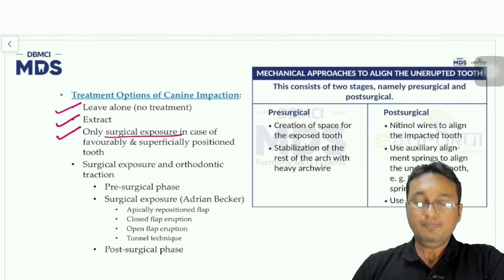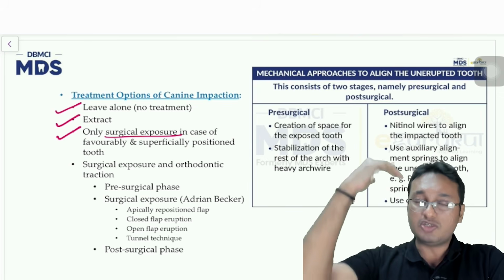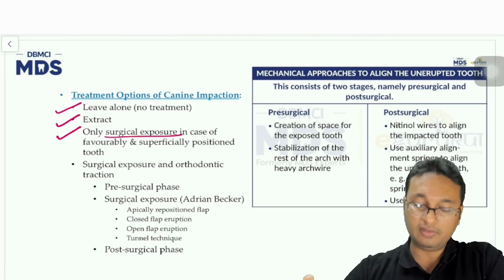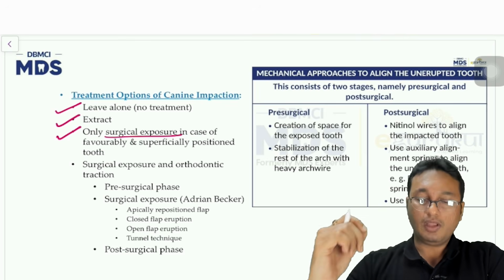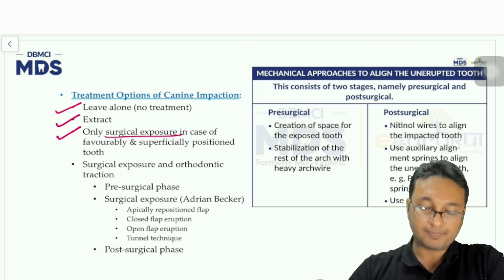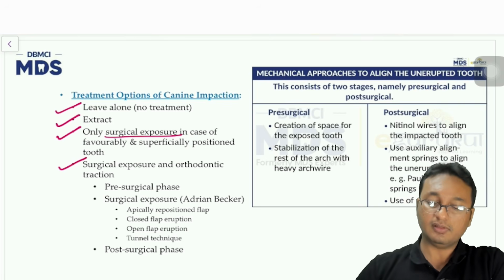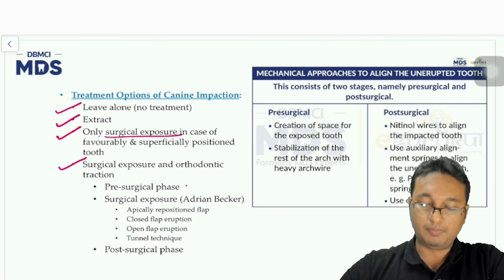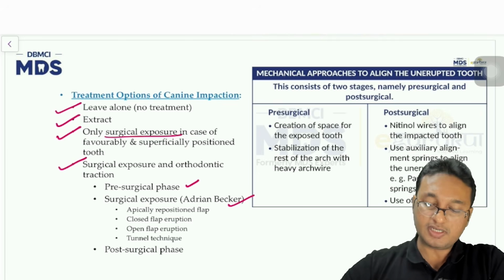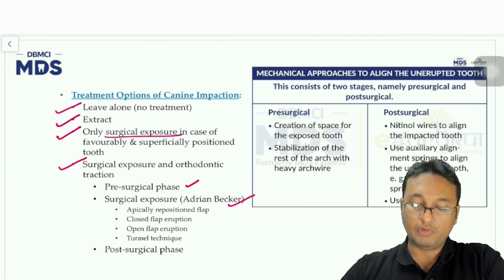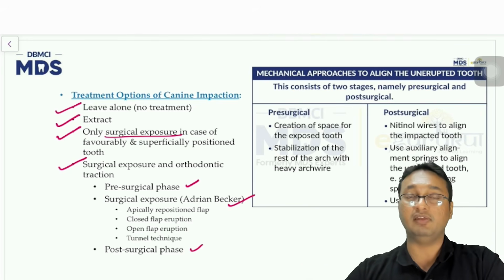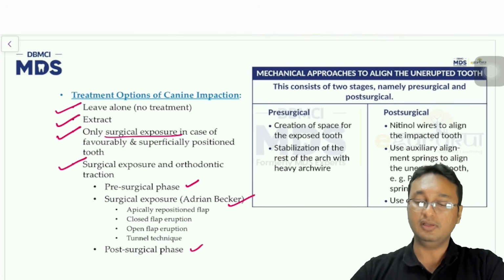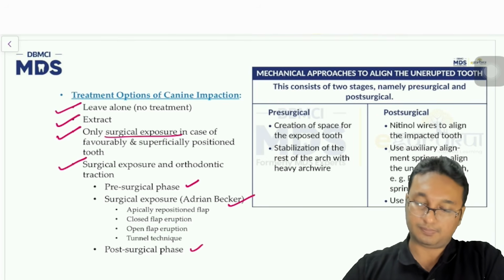Whereas in the first case, if the tooth is way too high within the bone, in that case we have to raise the flap and gutter the bone, and it is divided into 3 phases. Pre-surgical phase, then surgical exposure, where different types of flaps are there: apically repositioned flap, closed flap eruption, open flap eruption, and tunnel technique. And finally, we have the post-surgical phase in which we orthodontically track the tooth into proper occlusion.